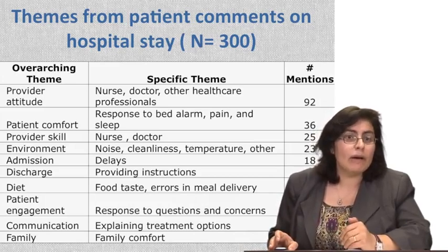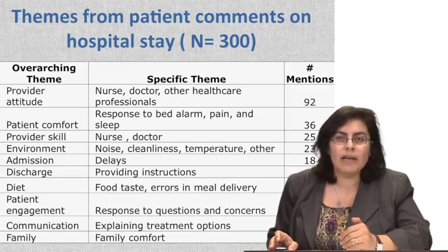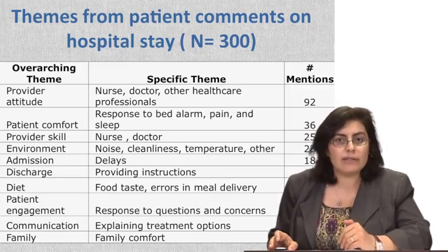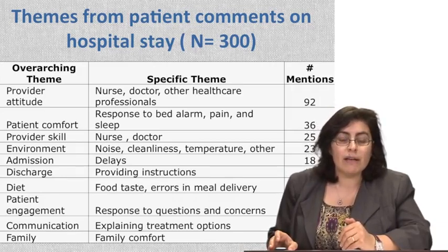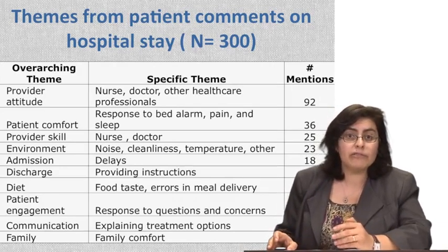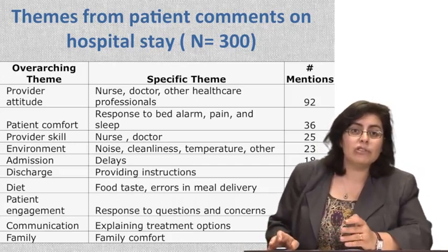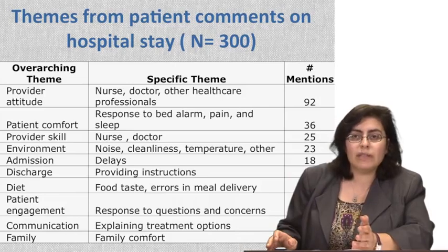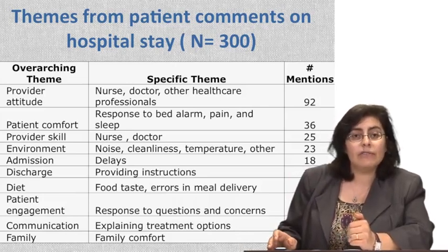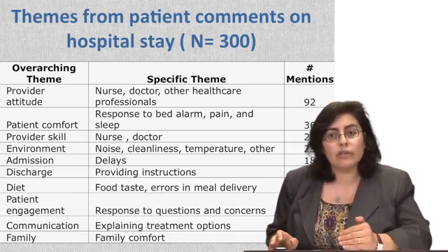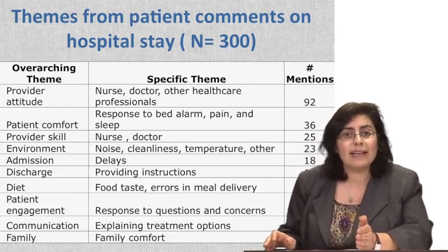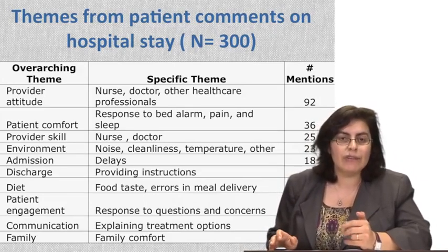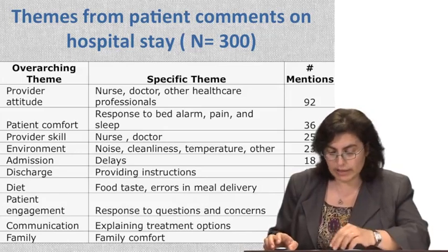They also talked about whether the nurses and doctors seemed to engage them, whether they actually answered their questions, whether they addressed their concerns. Communication came up quite frequently, talking about different treatment options, for example, and also whether their loved ones can stay with them in the hospital, and if they could, whether there is a couch or a comfortable place that they can actually stay overnight if there is a need to stay overnight.